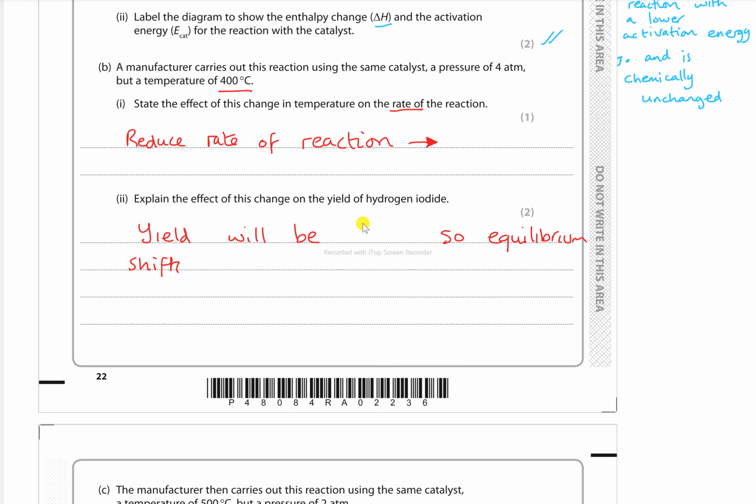Let's get rid of that. Can't believe I said that. It will be higher.